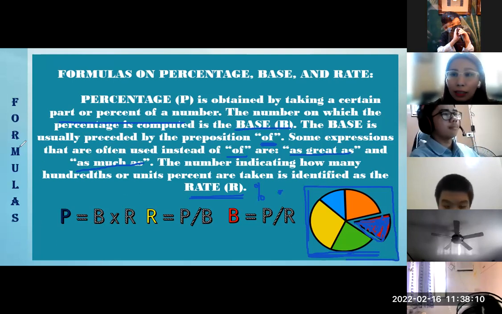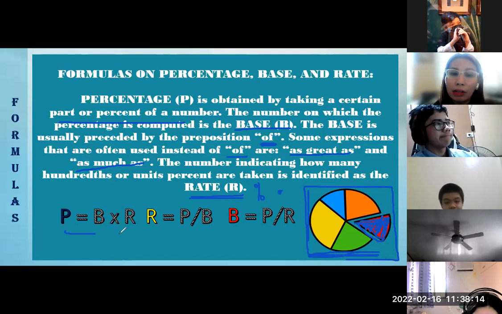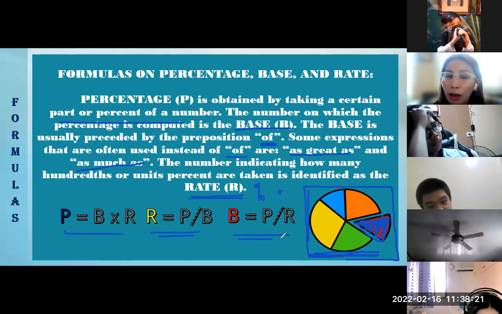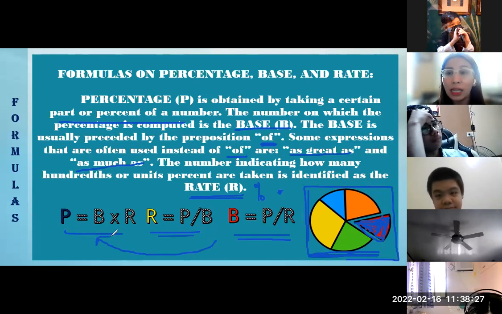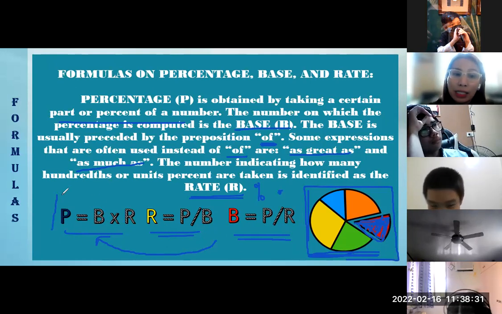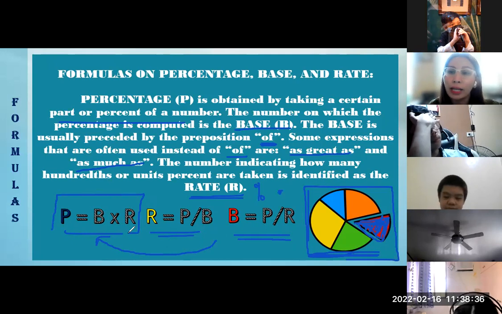Now, we have formulas to be used. And there are three. There are three formulas to be used. Pero these two formulas ay derived lang from the original. Ito yung magiging original natin kasi this one is the easiest to memorize. The percentage equals base times rate. Okay?